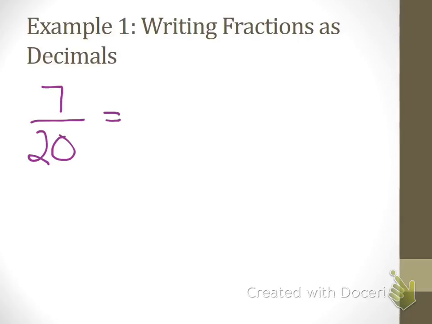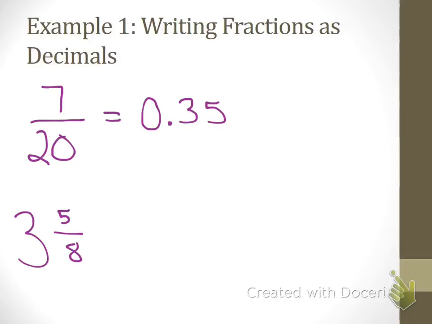7 divided by 20 in your calculators. 0.35 or 35 hundredths. Raise your hand if you got that in your calculator. Did you get that? Andrew, did you get it? All right, top number divided by the bottom number.